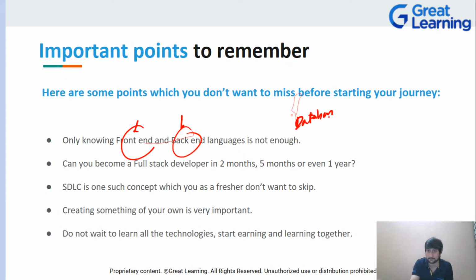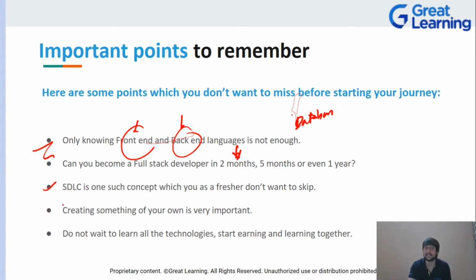Then, can you become a full stack developer in 2 months, 5 months, in a year? It depends upon your projects, whatever projects you have created. You have created an e-commerce website, you have created maybe a cloned LinkedIn from scratch, along with the UI, along with its front end, along with its back end, along with its database. Yes.